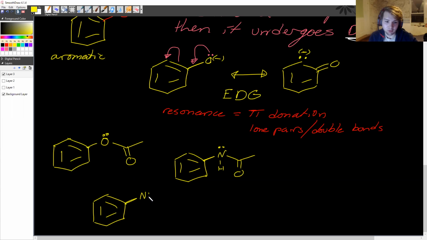What's another one? Oh, aniline. Aniline has that nitrogen with the lone pair right there. So you can see that you can swap things out as much as you want. If we're talking about one group and the group has a lone pair, we're talking about donation through resonance.